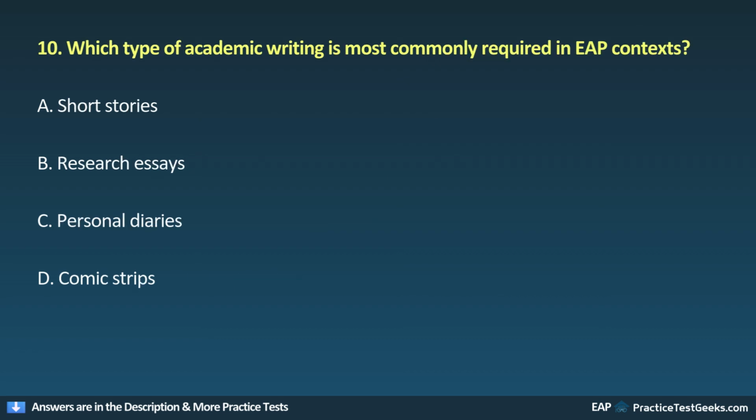10. Which type of academic writing is most commonly required in EAP contexts? A. Short stories. B. Research essays. C. Personal diaries. D. Comic strips.